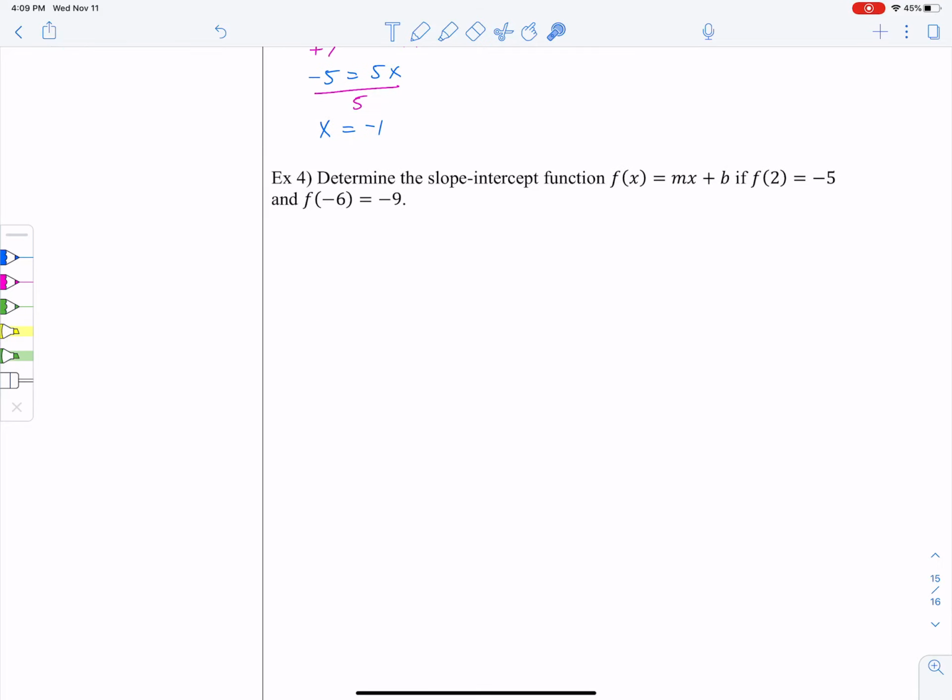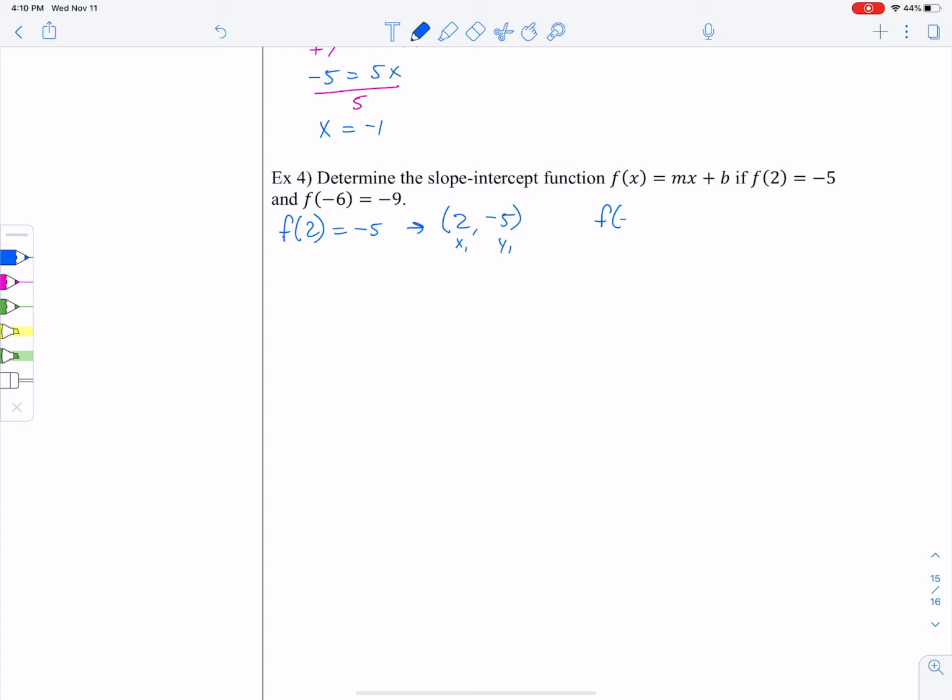Here it says, determine the slope-intercept form in the function f of x is equal to mx plus b if f of 2 is equal to negative 5 and f of negative 6 is equal to negative 9. So here we have f of 2 is equal to negative 5. So that means, very simply, 2 comma negative 5, x1 and y1. So all you have to do is read this left to right. The left value here is the x, the right value here is the y, just like in a point.